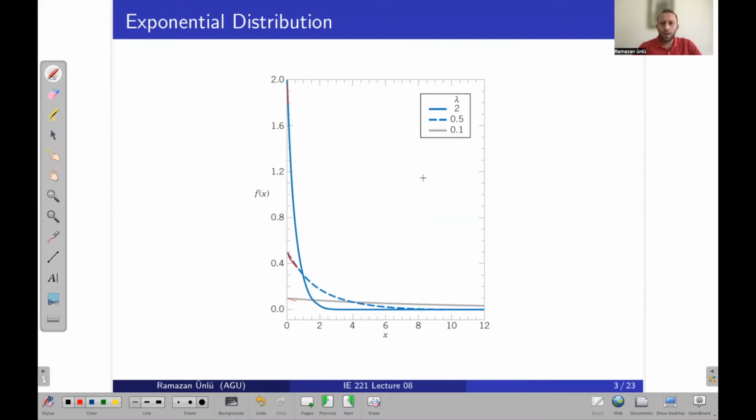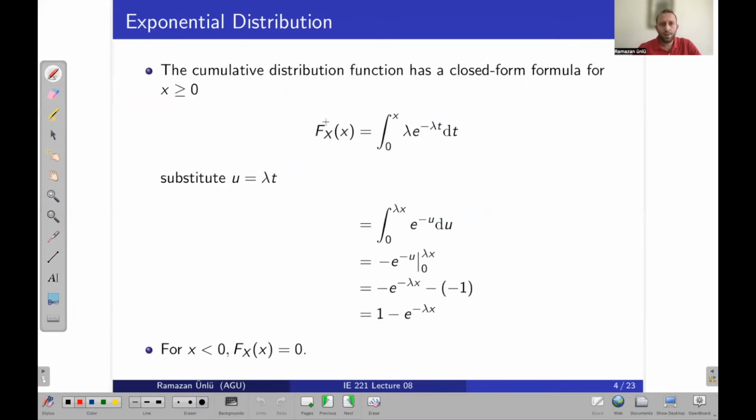So this is how the lambda affects the shape of the distribution. Let's look at the cumulative distribution function, the CDF. Remember why we use the CDF: if we want to calculate something like the probability that x will be less than or equal to some value, we can integrate the density from 0 up to that required point.